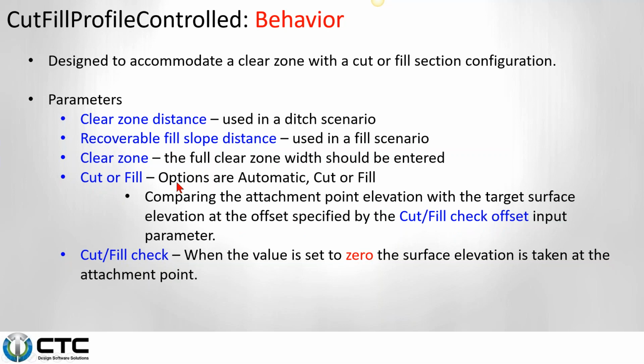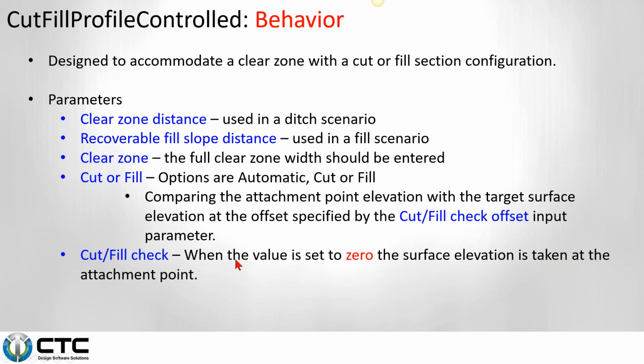So what that does is, first, it says automatic. What that will do is it will determine, hey, based off of this offset parameter, am I higher or lower than the EG surface or my target surface? And if it's automatic, it'll say, hey, I'm in a cut if I'm below, and I'm in a fill if I'm above. If I'm in just cut, it'll always want to try to do a cut scenario. And if I say fill, it'll always try to do the fill scenario. And again, this is always going to check the target surface, our daylighting surface elevation at the offset specified by the cut, fill, check, offset.